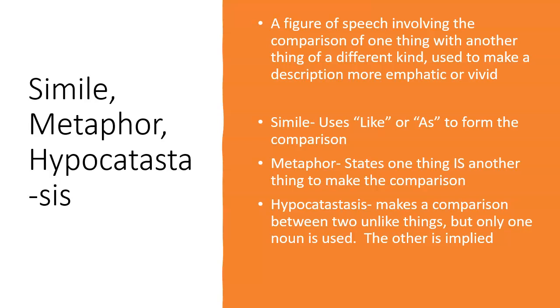The simile makes the comparison between unlike things using like or as to form the comparison. This is like that. This is, and then they would use the word as. So simile uses one of those two words to invite the comparison. Metaphor invites the comparison, but it doesn't use those two words. It just says this thing is that thing. And then your understanding, because you know they're unlike objects, is that there is a comparison being made. Hypocatastasis goes one step farther. It makes the comparison between two unlike things, but it only actually mentions one of them. The other is implied. So let me show you how those three work out.